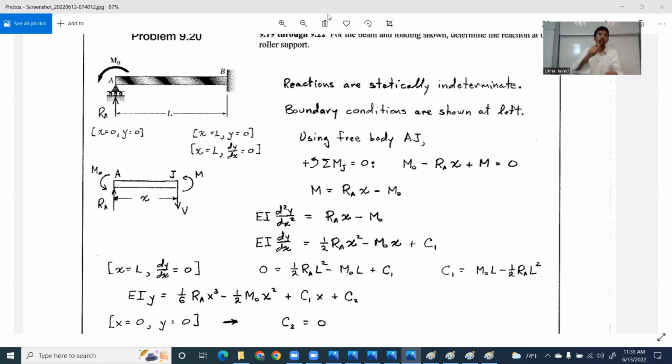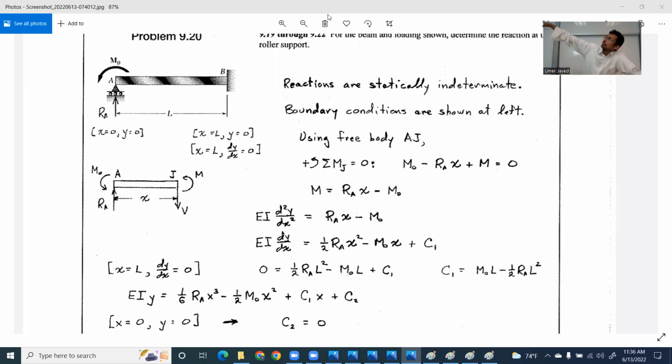Let's write RA plus RB equal to, okay, write it down. Then do the summation of moment yourself. You can keep on writing equation after equation. You will not be able to find the moment at the support, the reaction at the support B, or the reaction at the support A. You cannot do anything by just using the statics principles.